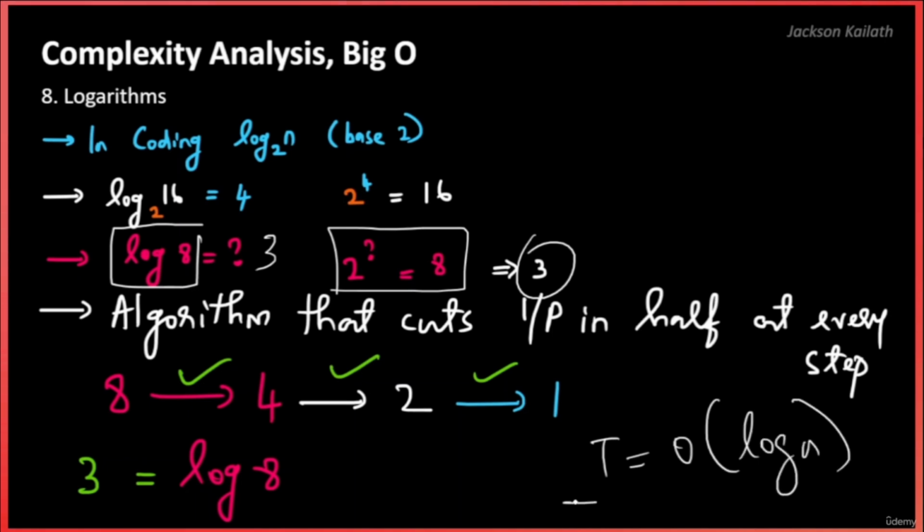So over here we have a relationship where the time complexity is of the order of log n. Now this is just to develop an intuition. We will see this in detail, especially in the question where we discuss binary search.